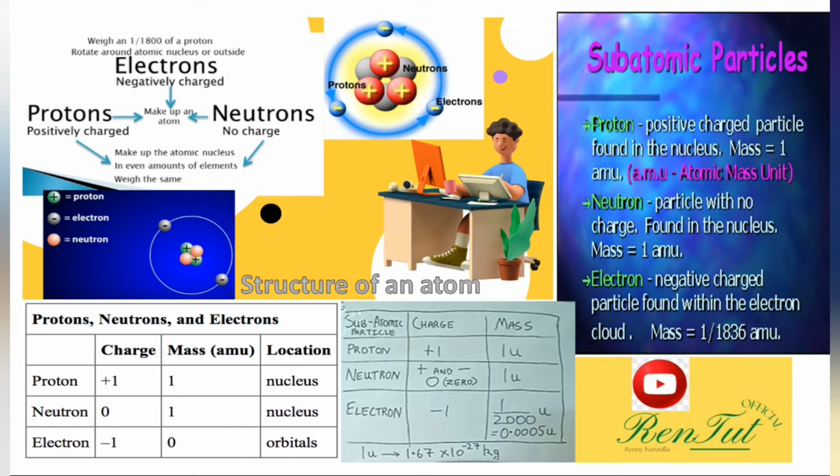Now we will move ahead to the electron. The electron has minus 1 charge, and the mass, you can see, is 1 divided by 2000, which is 0.0005 into U, and U is 1.67 into 10 raised to minus 27 kg. So every time, instead of writing 1.67 into 10 raised to minus 27 kg, we are using the symbol 1 U. Okay, so these are the subatomic particles.